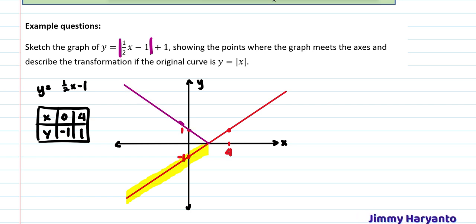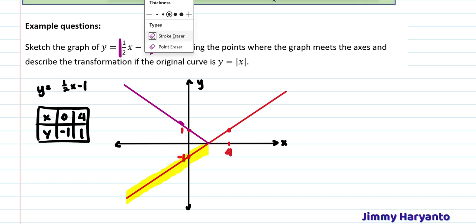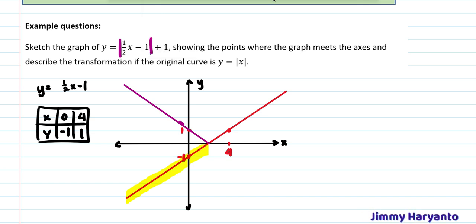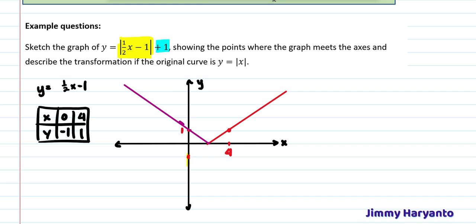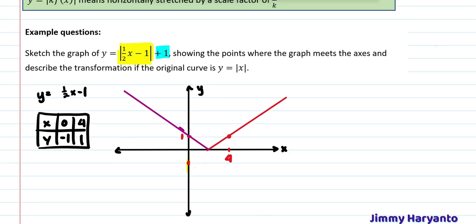Yeah, and then after that you can erase the parts below the x-axis from before. There you go. So this is our function right now. But as you can see in the question one more time, we already sketched this one, but not the plus 1. Yeah, plus 1 means transformation.